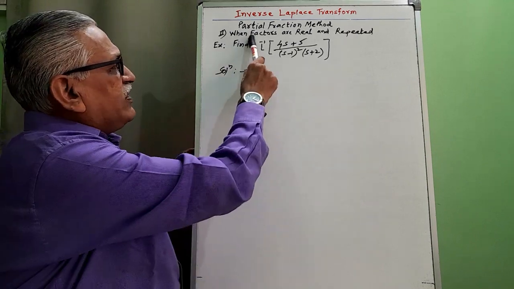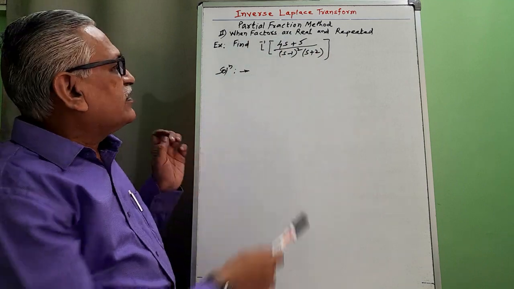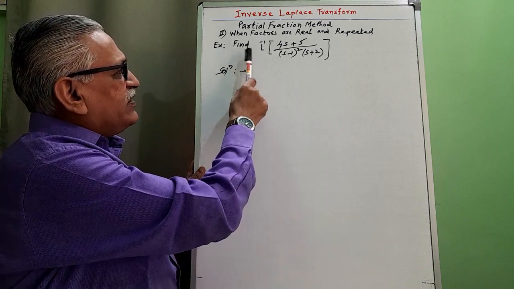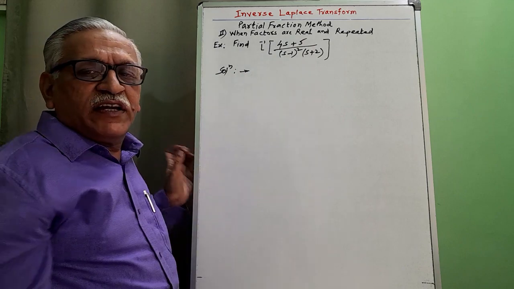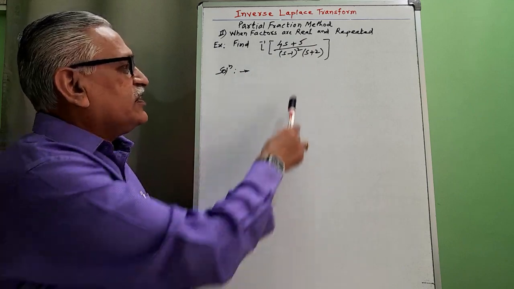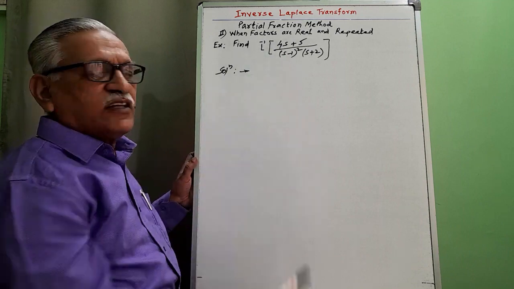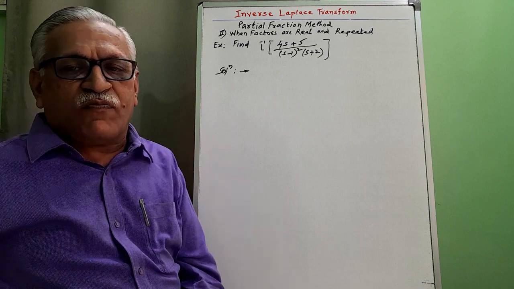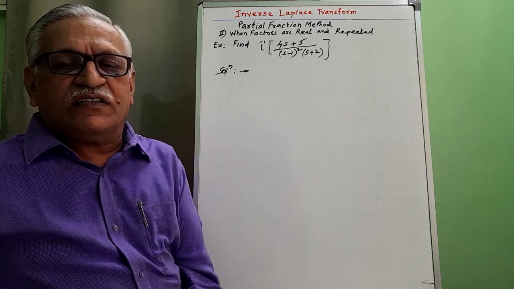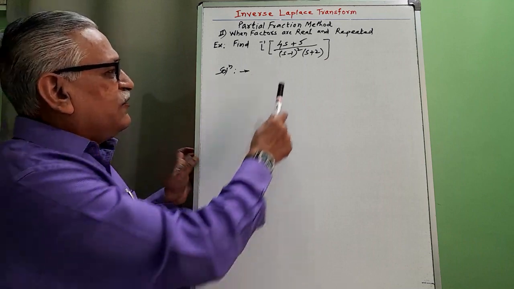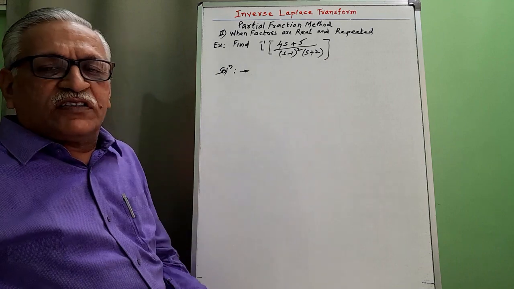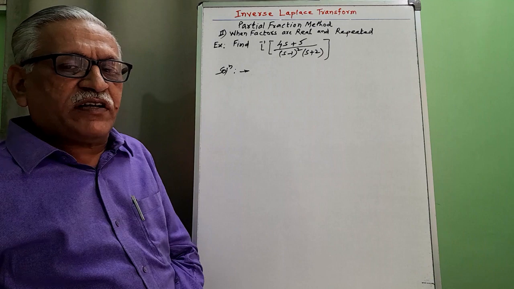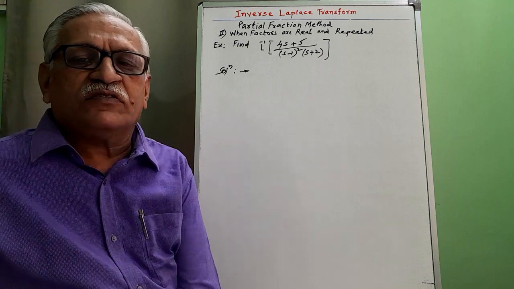Second type, when factors are real and repeated, then how to obtain the inverse Laplace transform? For that, find inverse of 4s plus 5 divided by s minus 1 whole square into s plus 2. Degree of numerator term is 1, degree of denominator term is 2 plus 1, that is 3. 1 less than 3 means it is a proper fraction, and as it is a proper fraction we can use partial fraction technique. If you see the factors in the denominator, the first term is repeated, second one is non-repeated.